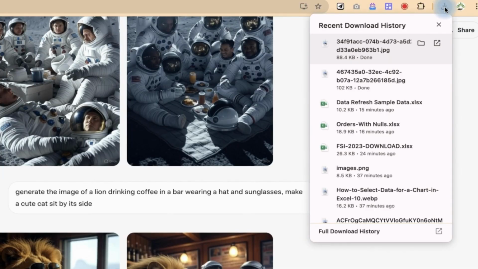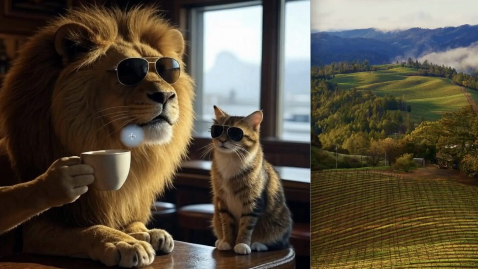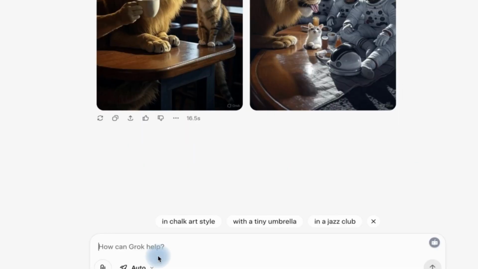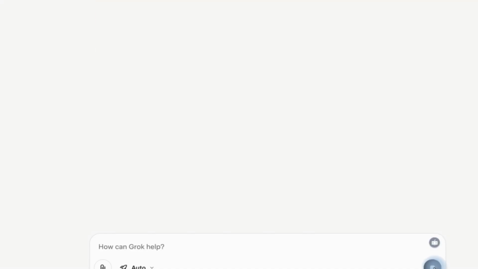But the clarity is what actually captivated my attention. Take a look at the cat. Also, it is wearing sunglasses, and both of them are enjoying it, even though it's only the lion that is enjoying the coffee. But the idea is it gives you the images, and it's very, very fast. Can you give me the image of a cat in space wearing the suit and enjoying Coca-Cola? Okay, so let's see whether this is going to generate for me very, very quickly or not.